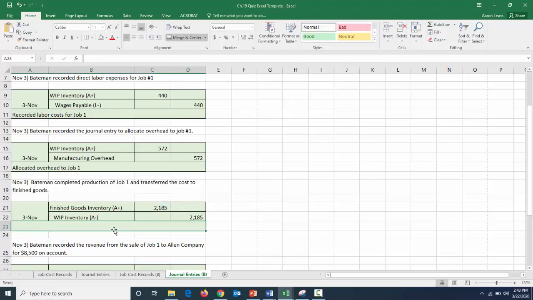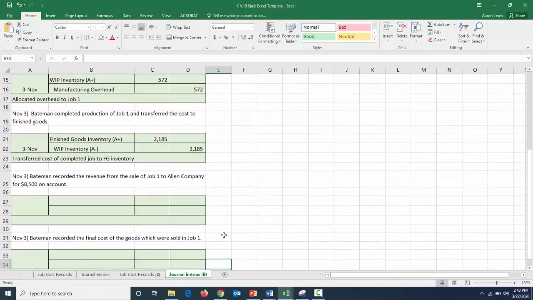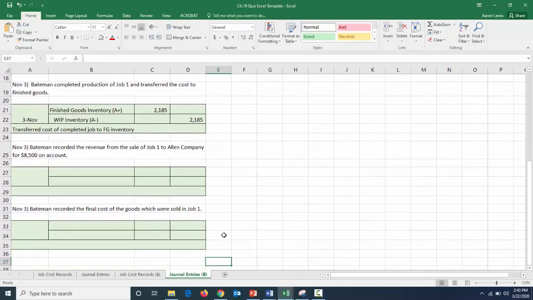And here we transferred the cost of a completed job to finished goods, which you can abbreviate to FG, inventory. Below, on November 3rd, we're going to have 2 entries. We're selling these cards to Allen Company, and we're doing so on account. Since we are selling inventory, we're going to have to record 2 entries like we always do, one to record the revenue and one to record the expense.